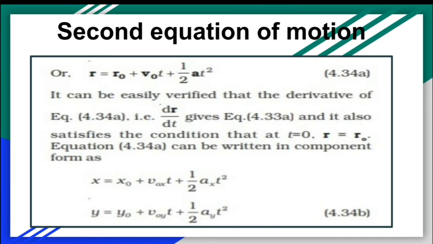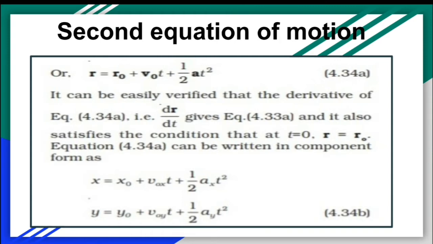And in component form, what will it be? In component form, x is equal to x0 plus v0x t plus half ax t square and y is equal to y0 plus v0y t plus half ay t square. You can write it like x minus x0 equal to v0x t plus half ax t square and y minus y0 equal to v0y t plus half ay t square. Both are correct. These are the two equations of motion in component form. So in doing problems, I repeat, in doing problems, we should use both the equations.